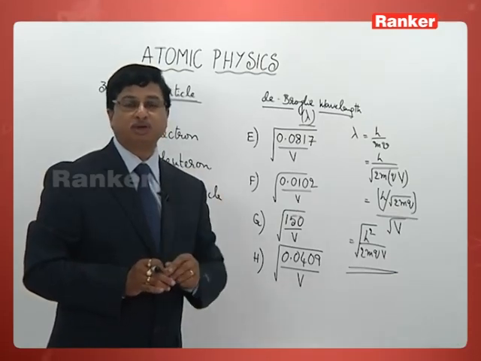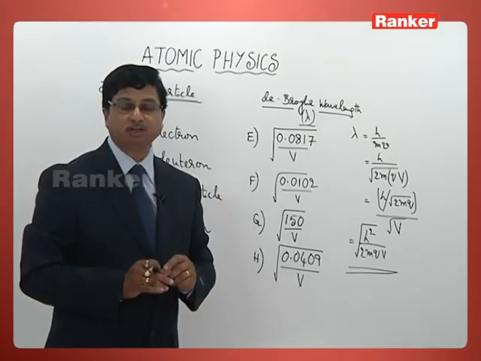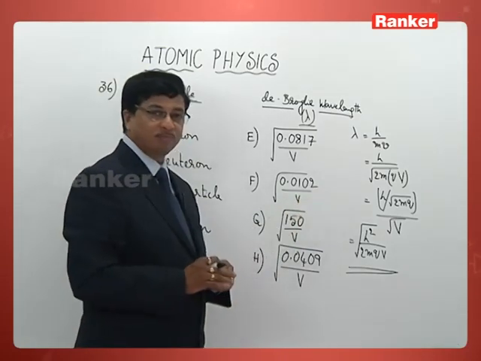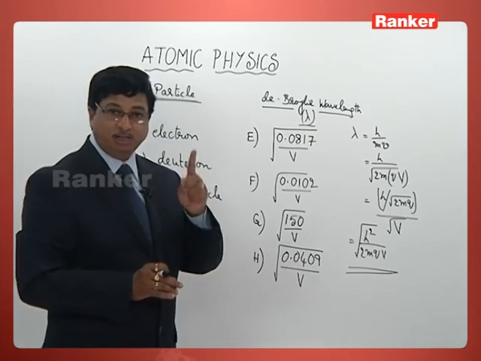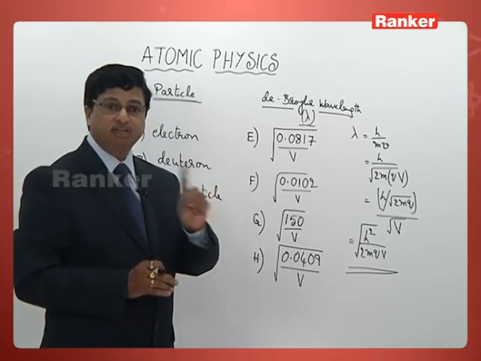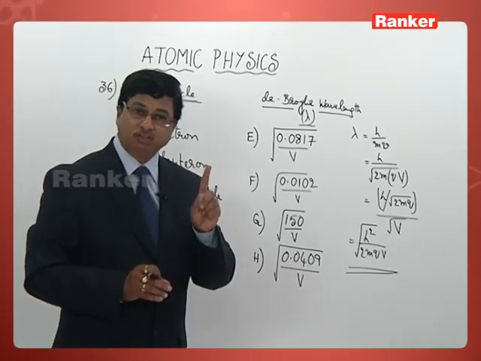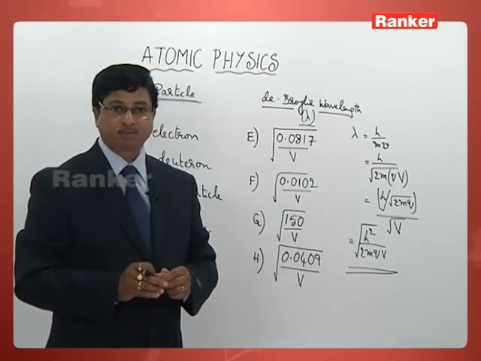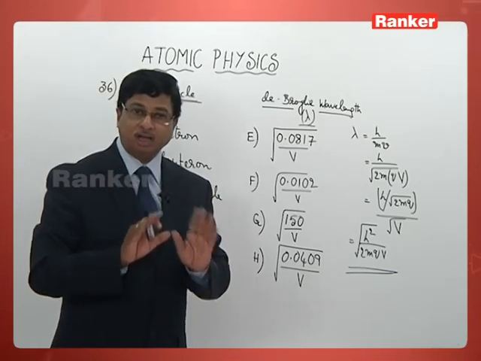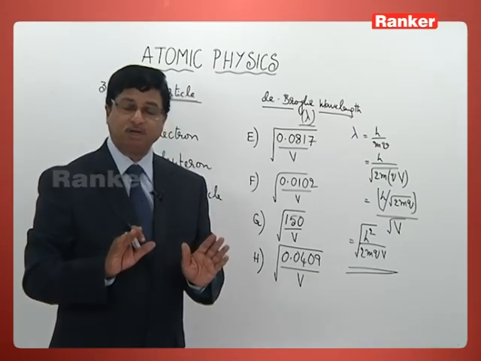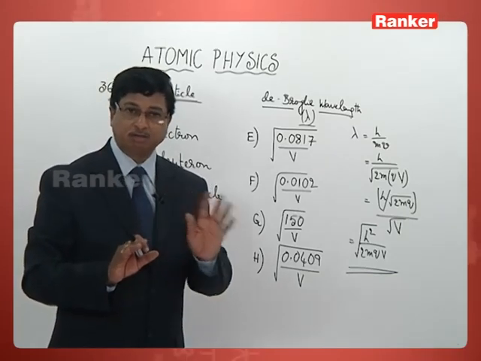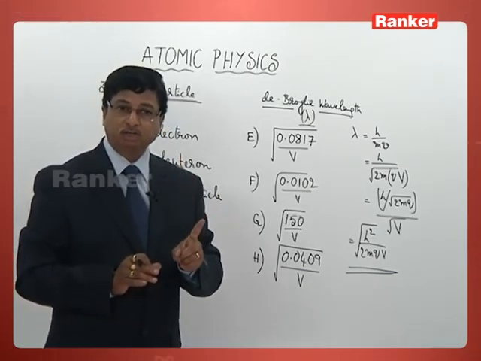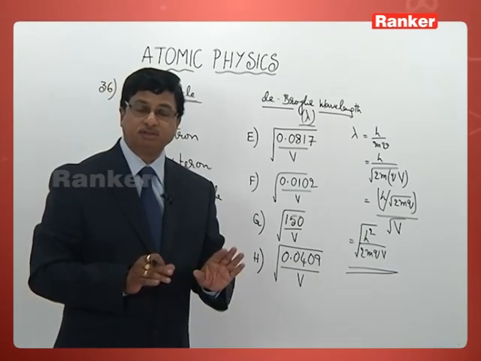So 2 into 1.6, it's 3.2 into 10 power minus 19 coulomb, we write. But writing all the values and calculating them till the end is not advisable for us to do in the final examination. That does not mean we cannot calculate. It's not a big task for any of us. In fact, we can calculate easily, but it takes time. That is definitely going to be a waste of time for us in the final exam.